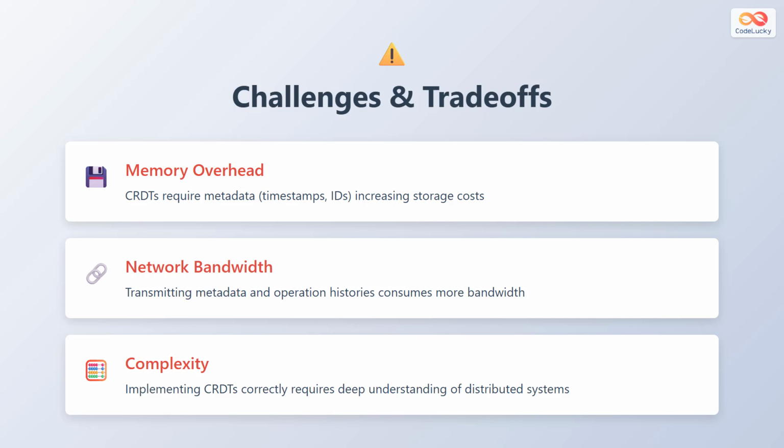CRDTs aren't perfect. They come with trade-offs. First, memory overhead. CRDTs require storing metadata like timestamps and unique identifiers, increasing storage requirements. Second, network bandwidth. Transmitting metadata and operation histories consumes more bandwidth than traditional approaches. Third, complexity. Implementing CRDTs correctly requires deep understanding of distributed systems and causality. These challenges exist, but are well worth it for the benefits of automatic conflict resolution and coordination-free operation.